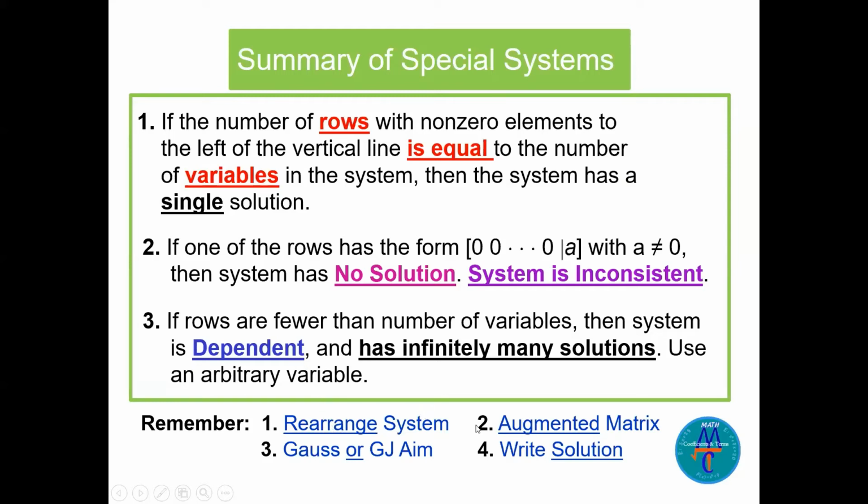The steps here, if you want to remember the steps: rearrange the system if it is not arranged, write the augmented matrix, use Gauss or Gauss-Jordan elimination, and then write the solution at the end.